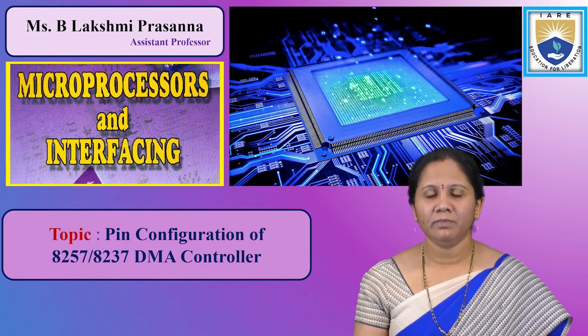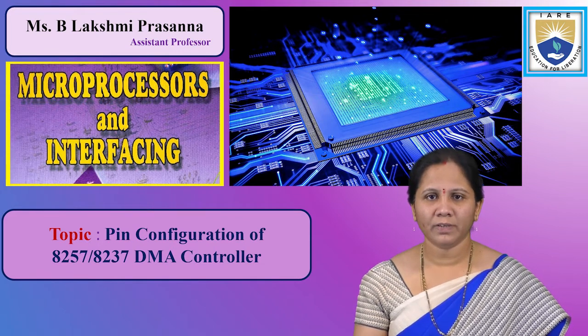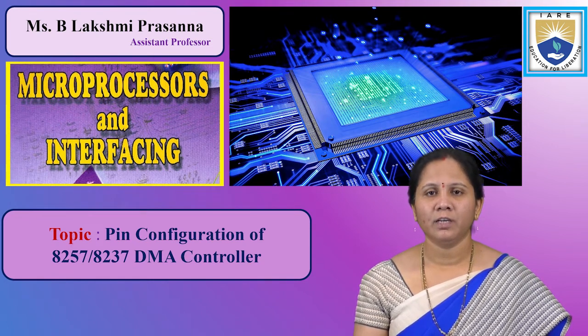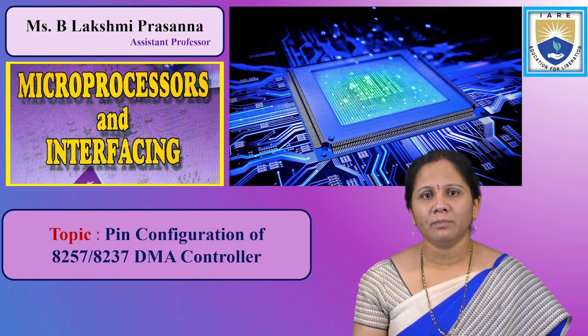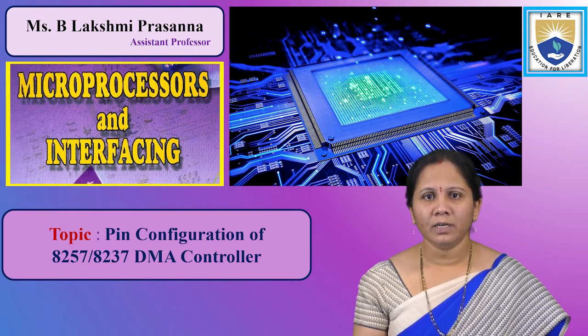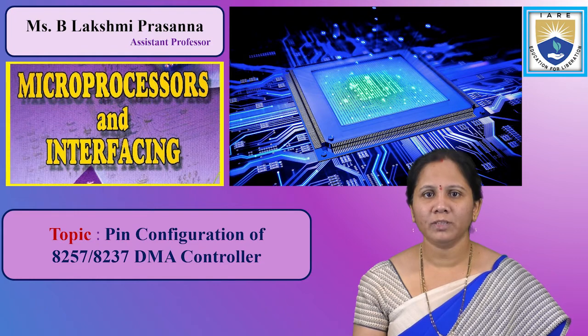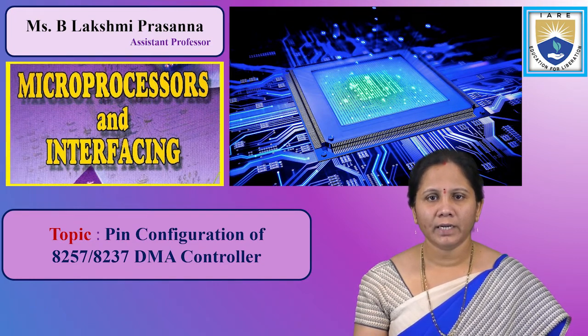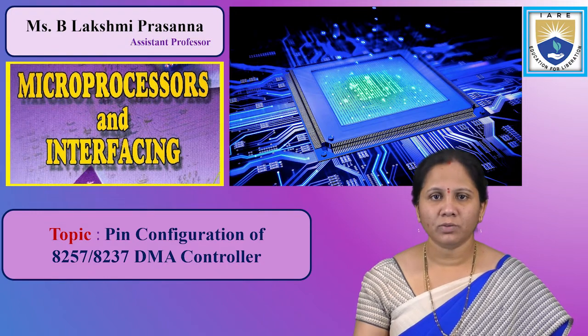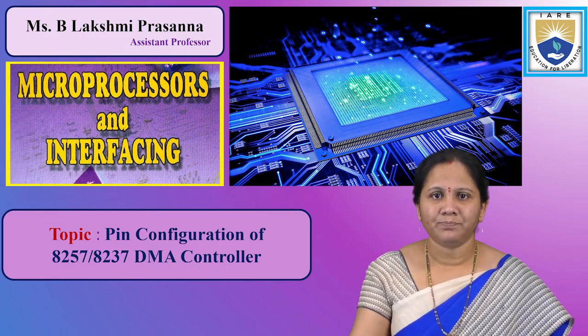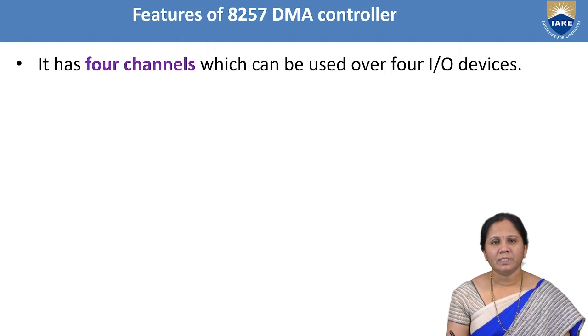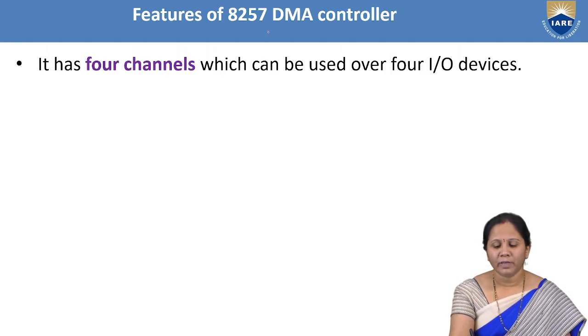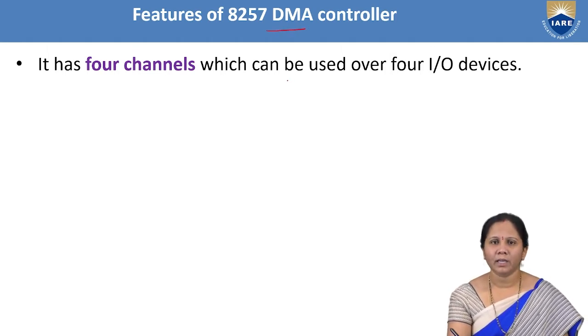In this session, we will discuss the pin configuration of the 8257 and 8237 DMA controllers. Generally, there are many ICs which are called DMA controllers. Among them, 8257 is one of the DMA controllers and the 8237 IC is also a DMA controller. Now, first we will see the features of the 8257 DMA controller.